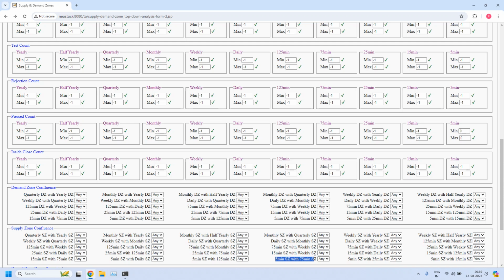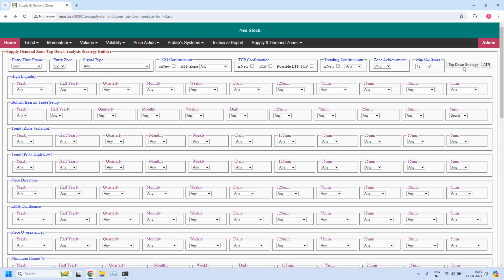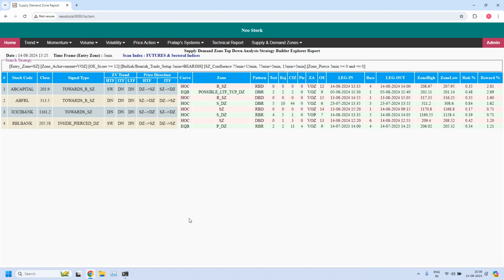So 5 minute supply zone with 75 minute supply zone also enabled, and 15 minute supply zone with 75 minute also enabled. So 3. This is the first one, this is the second one, this is the third one, all the 3 are enabled. Let's filter the stocks. So from 7, the list has come down to 4. All these 4 stocks are having confluence with LTF, ITF and HTF. That is 5 minutes, 15 minutes and 75 minutes. That is supply zone confluence. So this is about bearish trade setup for hourly income trade.